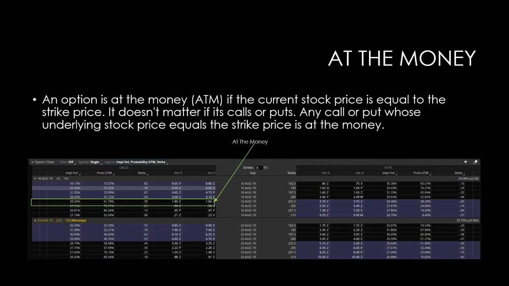At the money. An option is at the money if the current stock price is equal to the strike price. It doesn't matter if it's a call or a put. Any call or put whose underlying stock price is equal to the strike price is at the money. Using our purple highlighted area as our point of reference, at the money would be one strike below on the call side and one strike above on the put side.